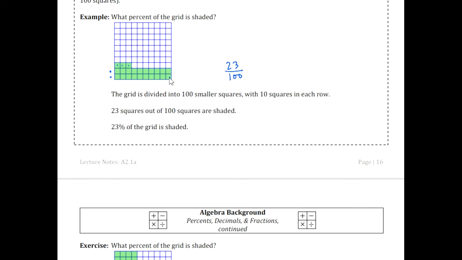And again, it's 1, 2, 3, 4, 5, 6, 7, 8, 9, 10. And then 10 more here: 11, 12, 13, 14, 15, 16, 17, 18, 19, 20. 1, 2, 3, 23 squares.